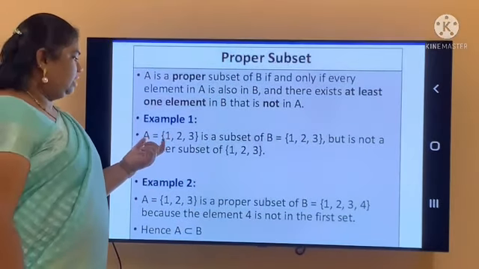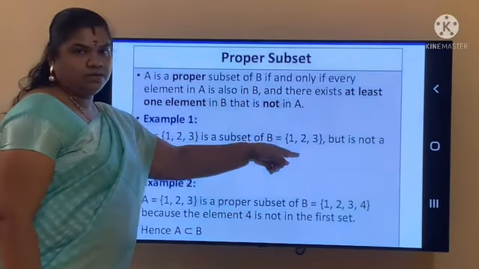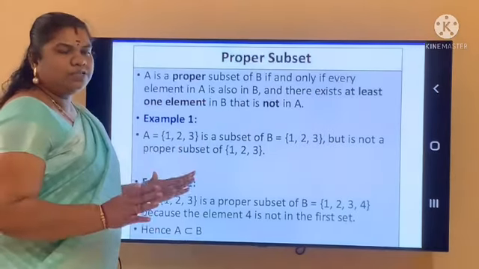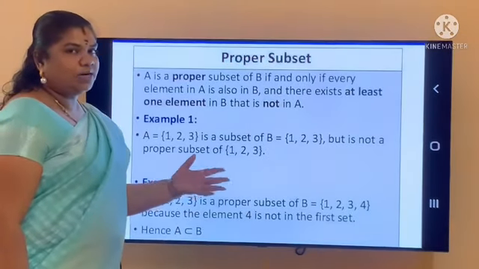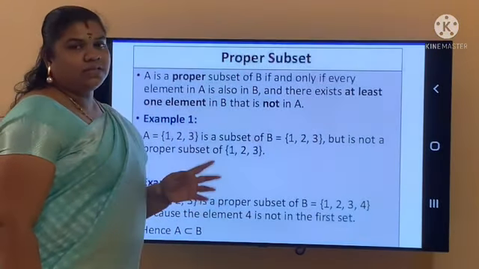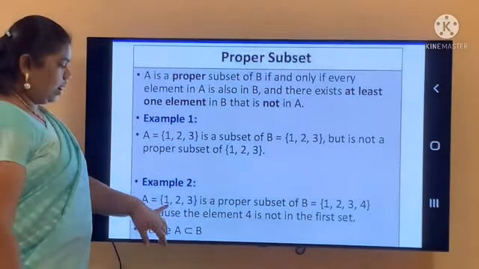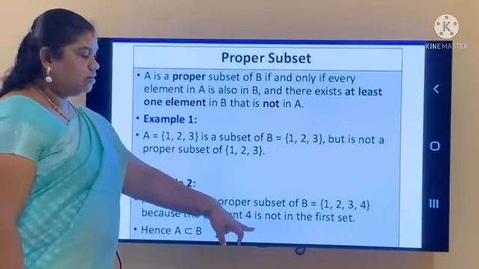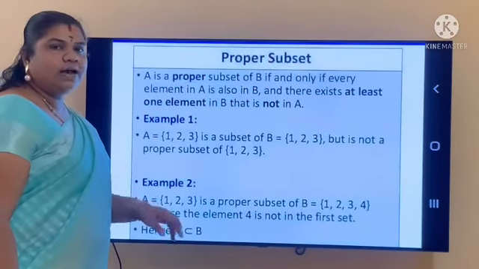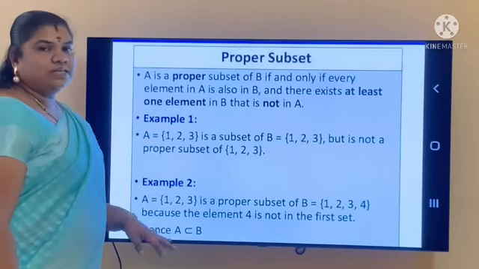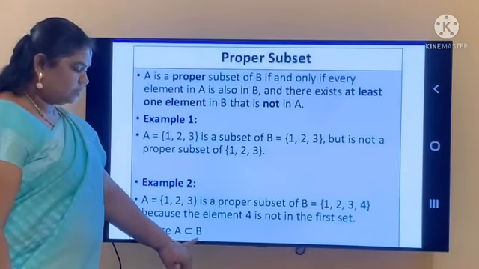For example, if we have taken A as 1, 2, 3 and B as 1, 2, 3, can you see all elements are present in both sets? So 1, 2, 3, even here also 1, 2, 3. So this I can call a subset, but not a proper subset. For a proper subset, we said that at least one element should be more than the other set. So if you take A as 1, 2, 3 and B as 1, 2, 3, 4, can you see B is having one element more than our A? That type of set is called a proper subset. Hence A is a proper subset of B.